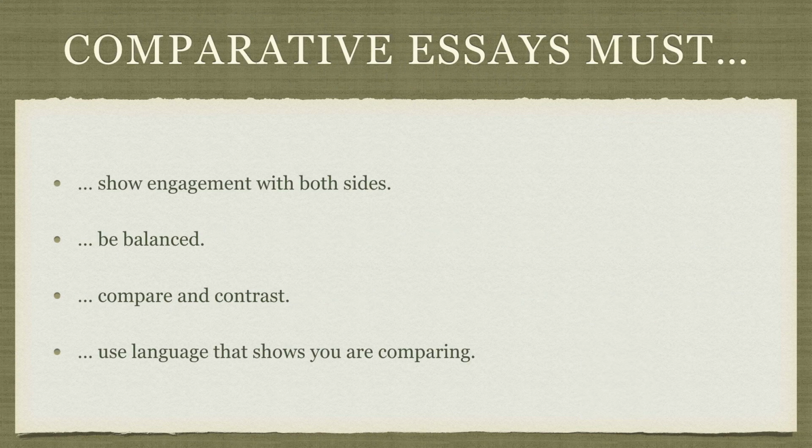In a comparative essay, there are a few things that you have to do. You have to show engagement with both sides of the argument. Even though you might be favoring one side, you should definitely be engaging with both sides. Or in the case of two texts, you've got to be balanced. Make sure that you cover both texts really well. And you need to compare and contrast.